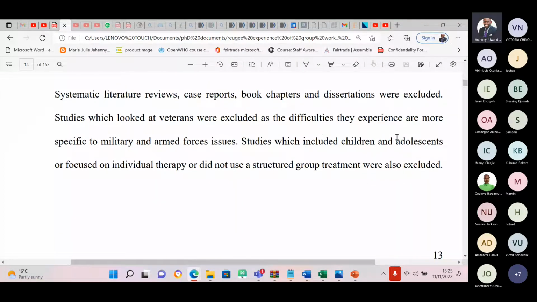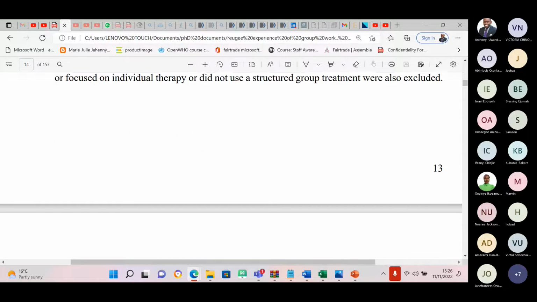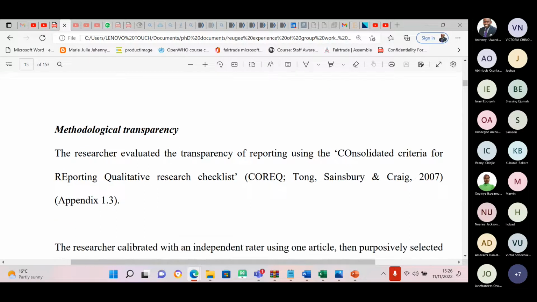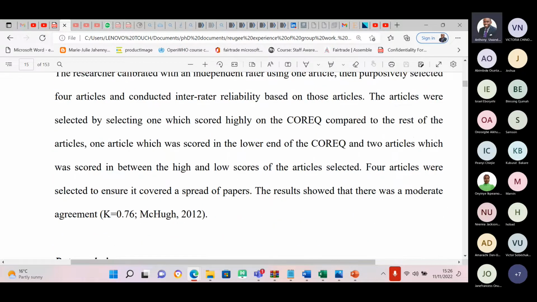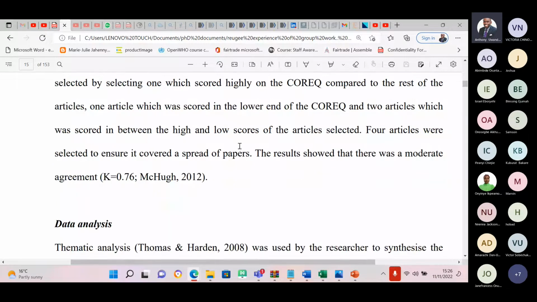Studies which included children. So you can exclude by population, children and adolescents. Other things you can exclude include military and armed forces, whatever. Now this one, I didn't know before, so I'm seeing it now. The methodological transparency, so you can read it up. The researcher read up about how to use the consolidated criteria checklist. Correct. Okay, so read about it and see whether you can bring it into your topic.